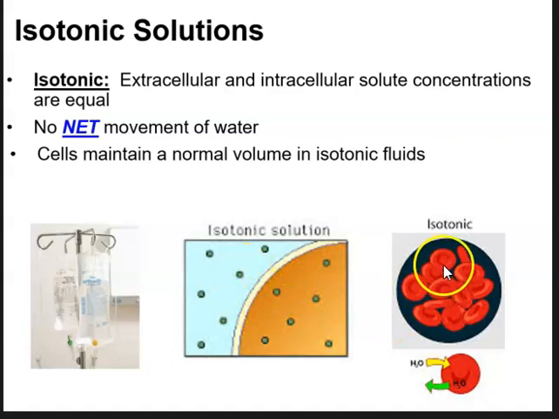So if we drop a red blood cell, for example, into an isotonic solution where the solute concentration in the solution is the same as the solute concentration within the cell, again, no net movement of water. The cells are happy. They stay at their regular normal volume. So that is why we give an isotonic solution or normal saline instead of just pure water, because we know that there is an equal amount of solutes within the normal saline as inside our cells. Okay, so again, no net movement of water. Cells are happy in equilibrium.